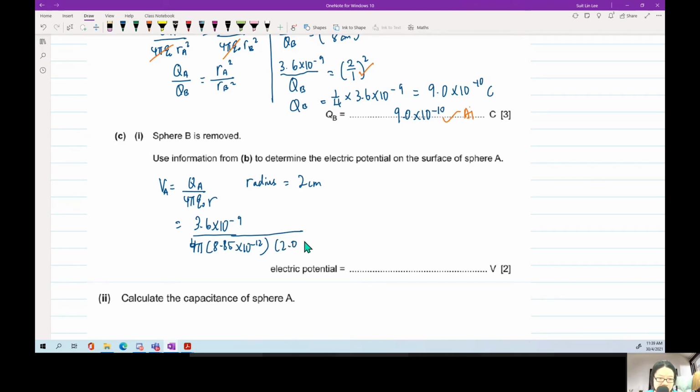Wait, cm. Wow, nearly make mistake. Negative 2. Okay, everybody got to be SI. So if you press calculator for this one, you will get 16004.